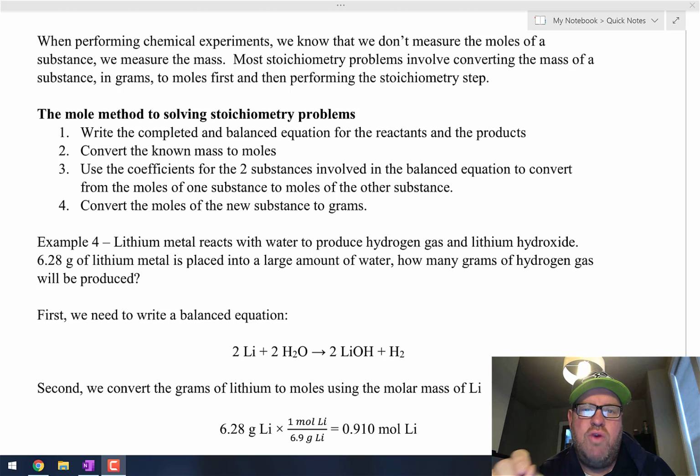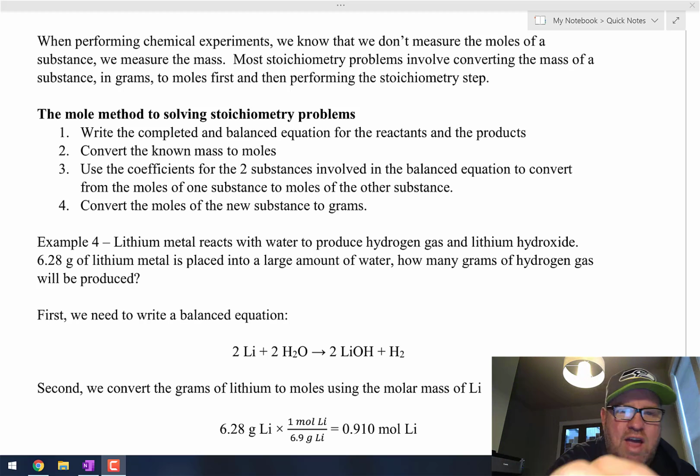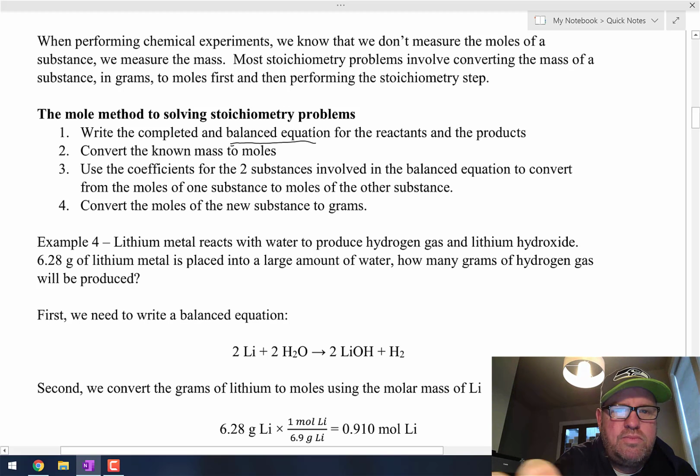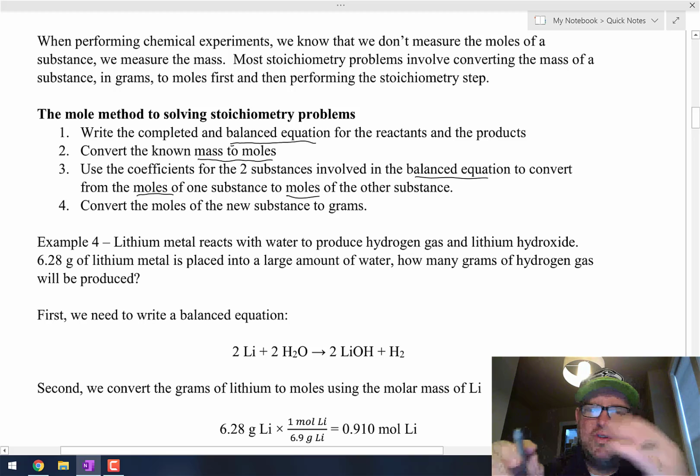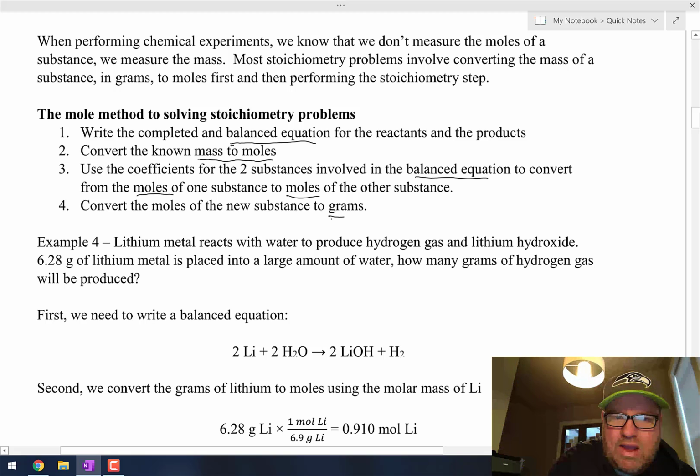So one of the things we have to be able to do is convert those grams to moles using the molar mass of the substance, and then do the stoichiometry step, converting the moles of one thing to the moles of something else. So the first thing we have to have is a balanced equation, and then we're going to convert those grams to moles, and then, like we just learned in our previous video, we're going to use the balanced equation to convert from moles of one thing to moles of something else. And then we can even convert those moles of the new substance back to grams. Okay, let me show you what this looks like.